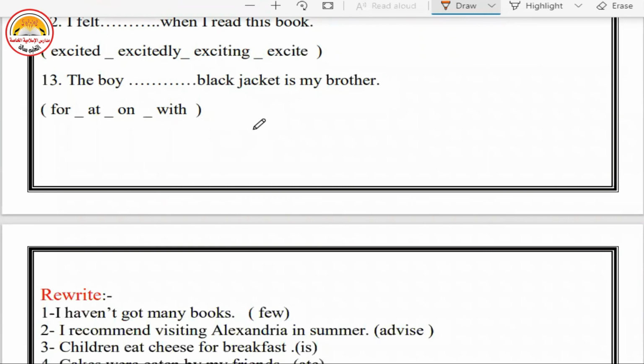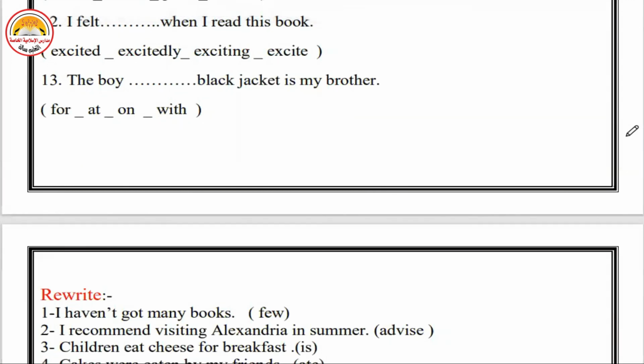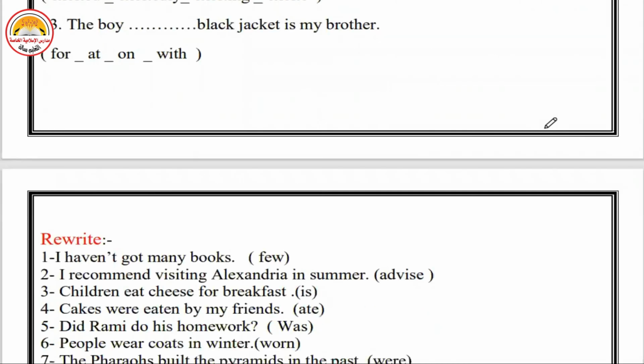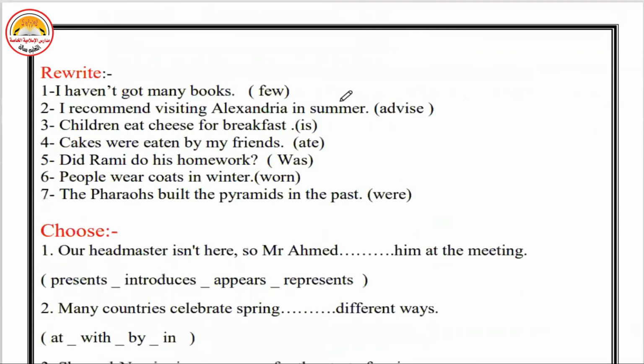The boy black jacket is my brother. With. Okay, Hamdi. With. Okay, thank you. Okay. Now rewrite. Number 1. I haven't got many books. Use few. Who can answer? Ali, can you answer? I have few book.